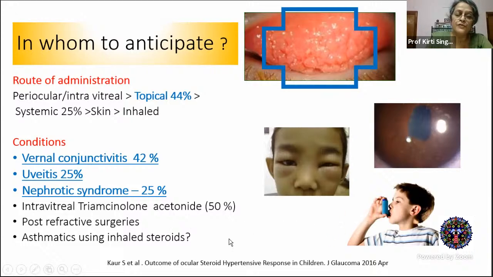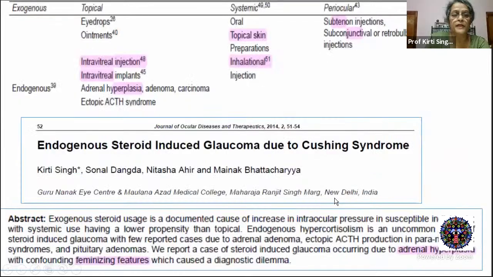Now for asthmatics using inhaled steroids, remember, inhaled steroids are the first-line therapy for these children. So you really can't ban them from using it. So we need to find out how it works for the SIG aspect.